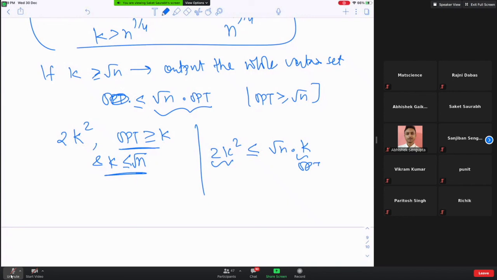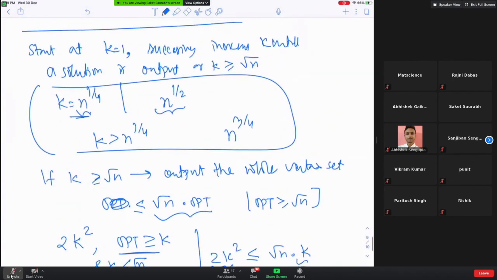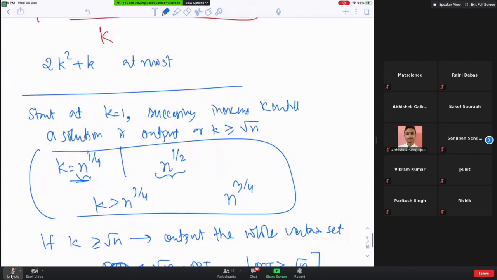Okay, so maybe it was not very clean at the end, but I hope the essence is clear: we are still using the fact that we can somehow guarantee that the vertex cover size is at least root n. If this is the case, then output the whole solution. And can we reach this stage much more cheaply? If we can reach this stage much more cheaply, then that's great for us.